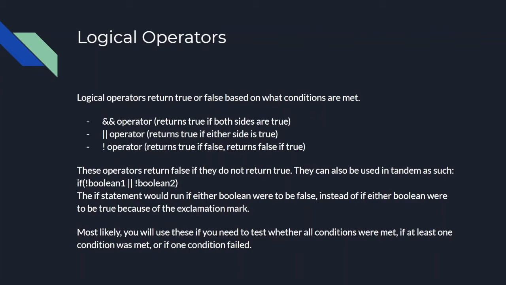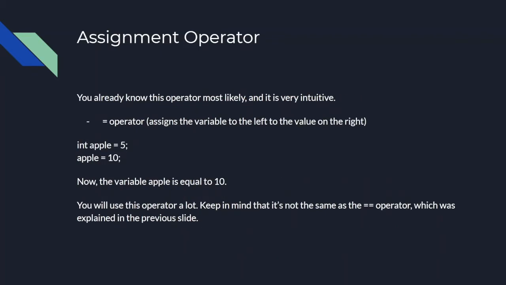We call it the not operator. These operators can be used alongside relational operators and themselves. As you can see in the example, we can use not boolean 1 or not boolean 2. The if statement will run if either of them are false. You'll use these to test whether all conditions are met, or at least one condition is met, or one condition failed, so on and so forth.